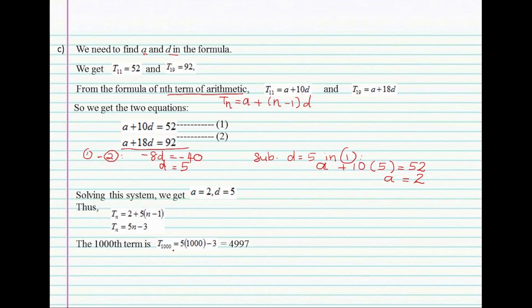We have to find the 1000th term of this sequence. We just have to substitute all the information that we have so far, d equals 5 and a equals 2, in this formula. So what do we get here? Tn equals 2 plus 5 bracket n minus 1, and then we expand 5 and 2 minus 5 is negative 3. So we just have to substitute n equals 1000 in order to get T1000. We will get T sub 1000 equals 5 times 1000 minus 3, and the answer is 4997.